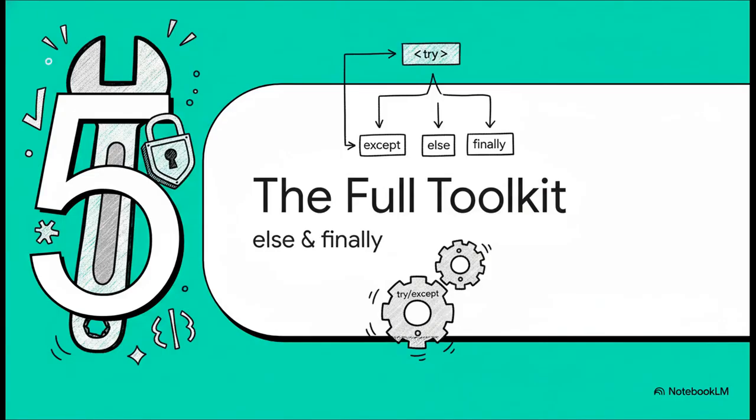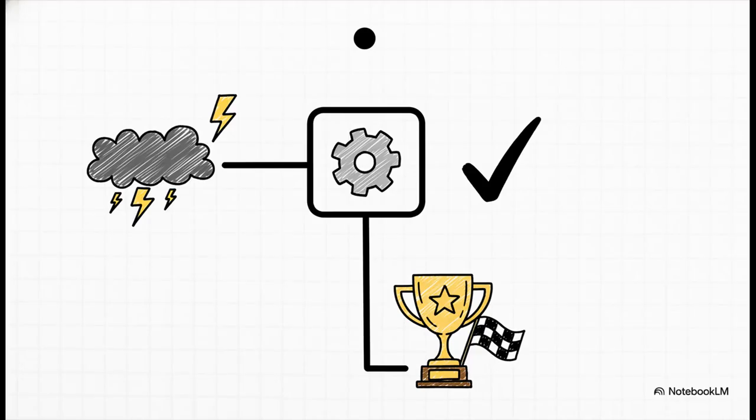Try and except are the bread and butter, for sure. But Python gives us a couple of extra tools that give us even more control. Else and finally. So let's talk about the else clause. This is for the happy path. This little block of code only runs if the try block succeeds, if no errors happen. And that's super useful because it lets you separate the risky code from the code that should only run on success. The try block does the dangerous part, and the else block handles the victory lap, like printing the result. It just makes your code so much cleaner.